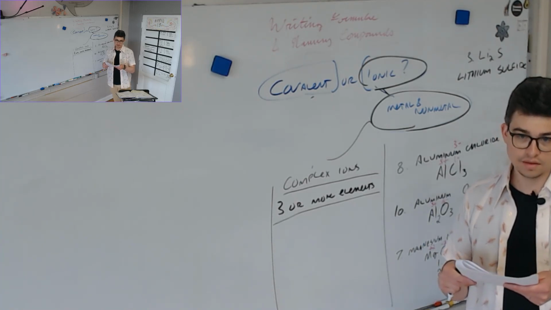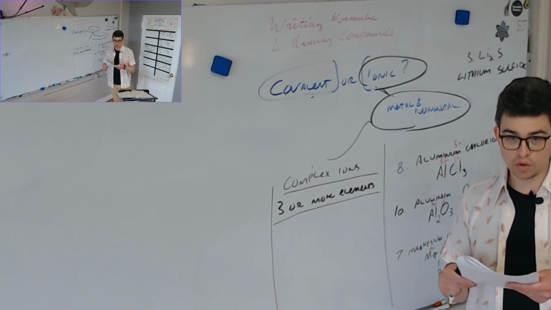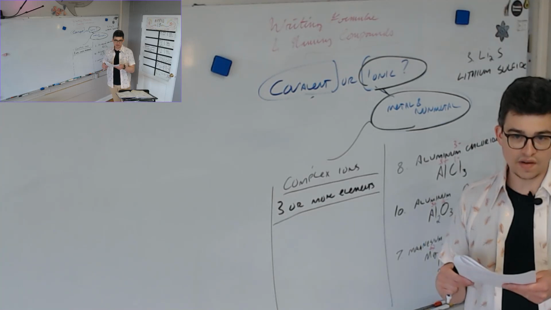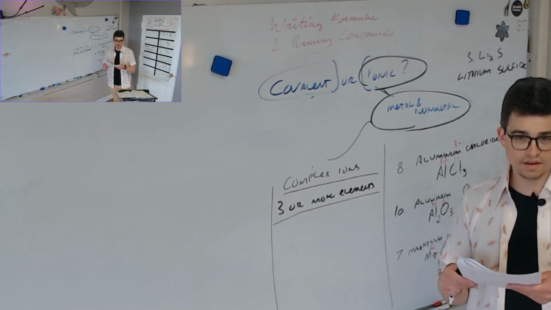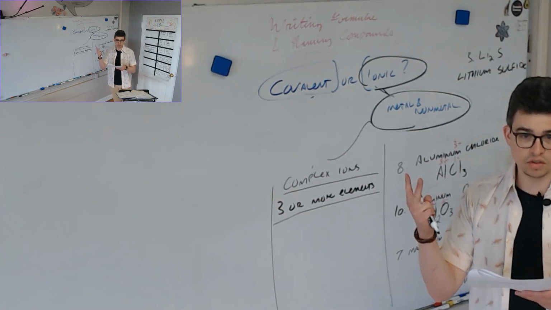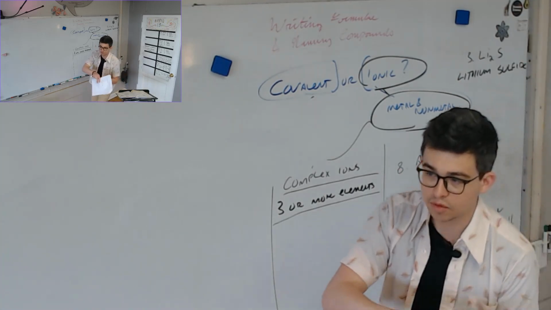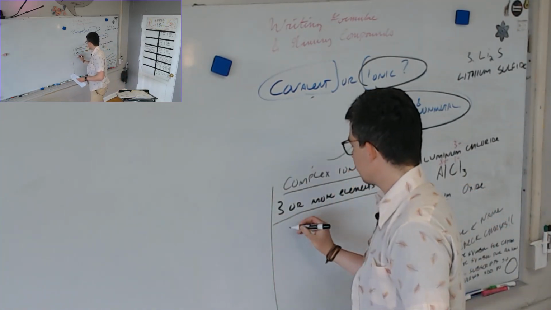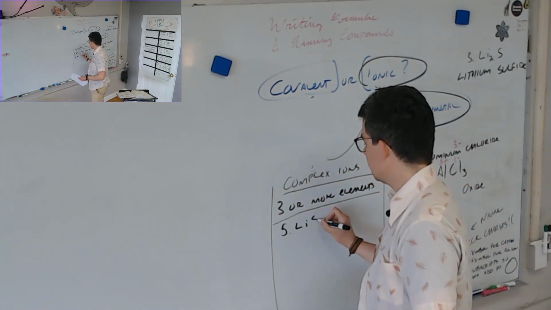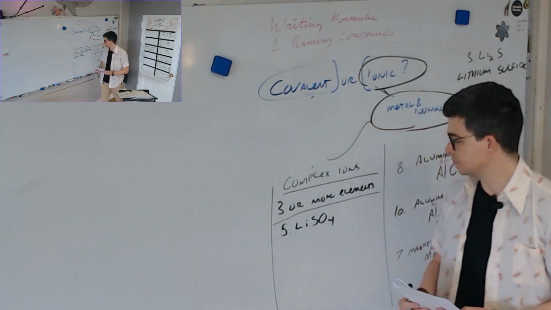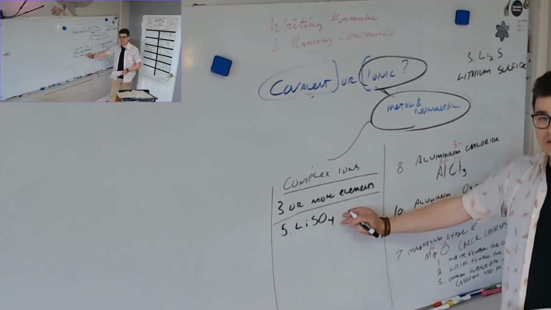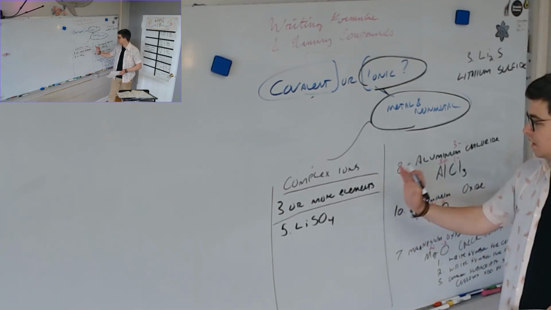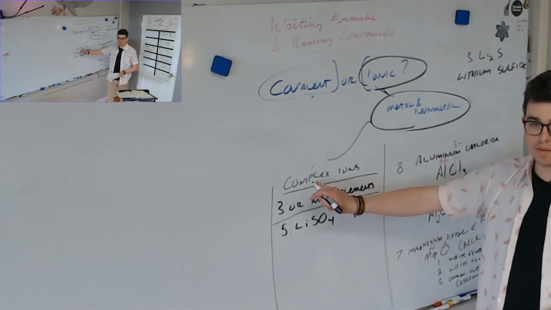In 3? 2, lithium and sulfur. In 4? 2, potassium and iodine. In 5? Try again. 3, lithium, sulfur, and oxygen. Look at that. Number 5 has lithium, sulfur, and oxygen. Since it has more than 2, it's not binary, so we consider it complex.